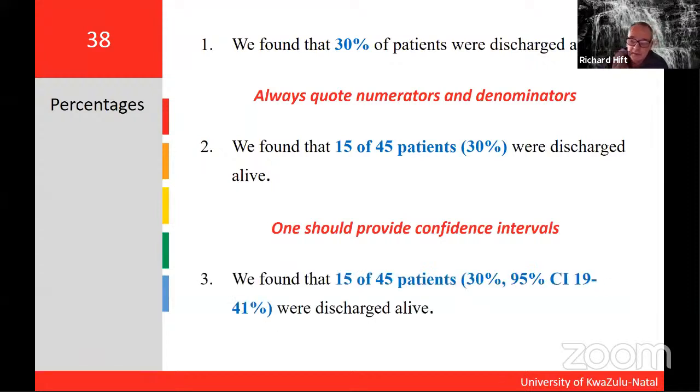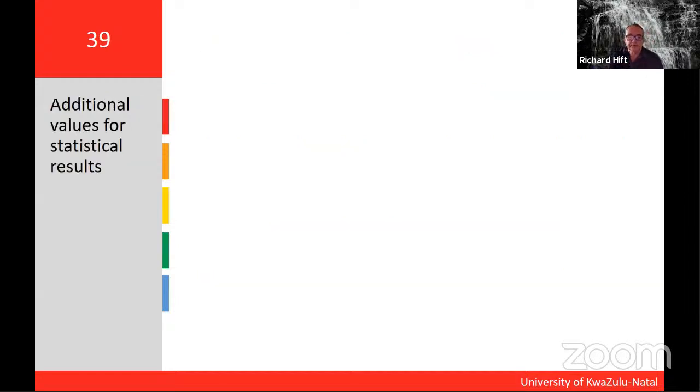And similarly, you should really give the confidence intervals as well. If you do the appropriate statistical tests on your 30%, you may get a bit of a shock and find that the confidence interval for your 30% is all the way from 19% up to 41%, which is rather a large range. So we should be giving confidence intervals as well as our percentages.